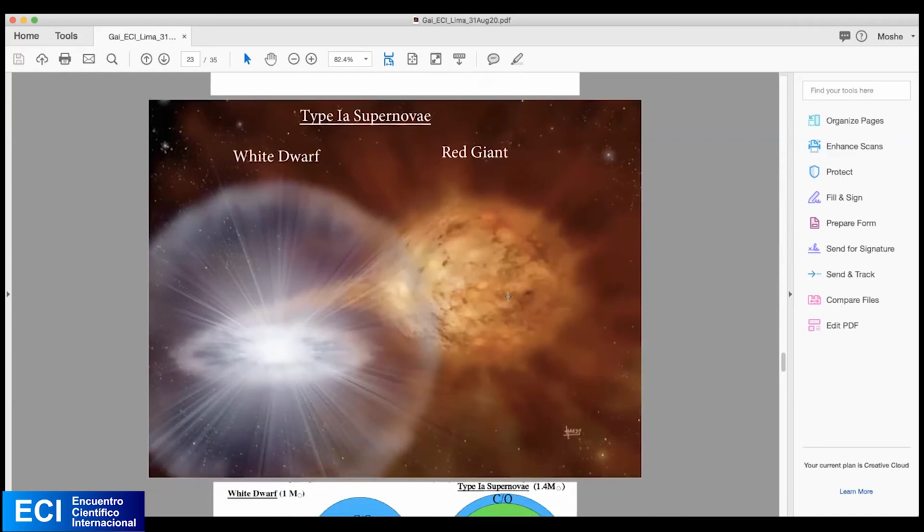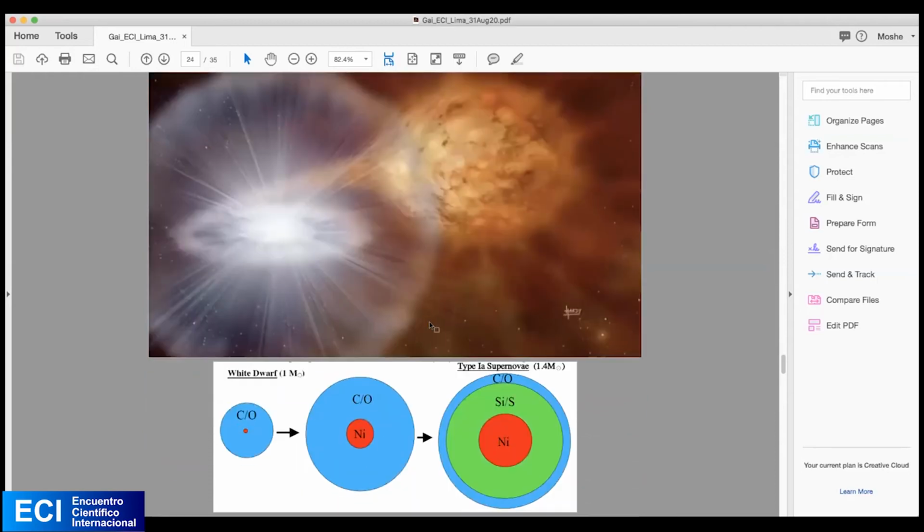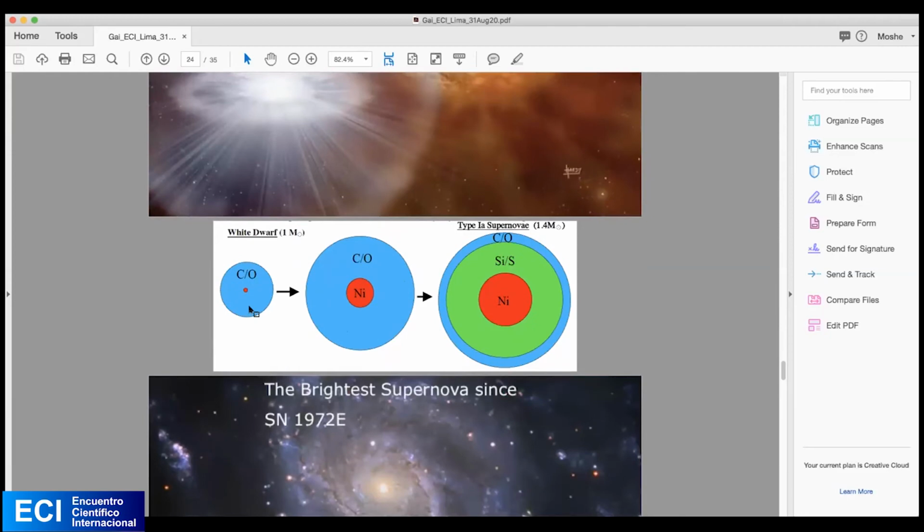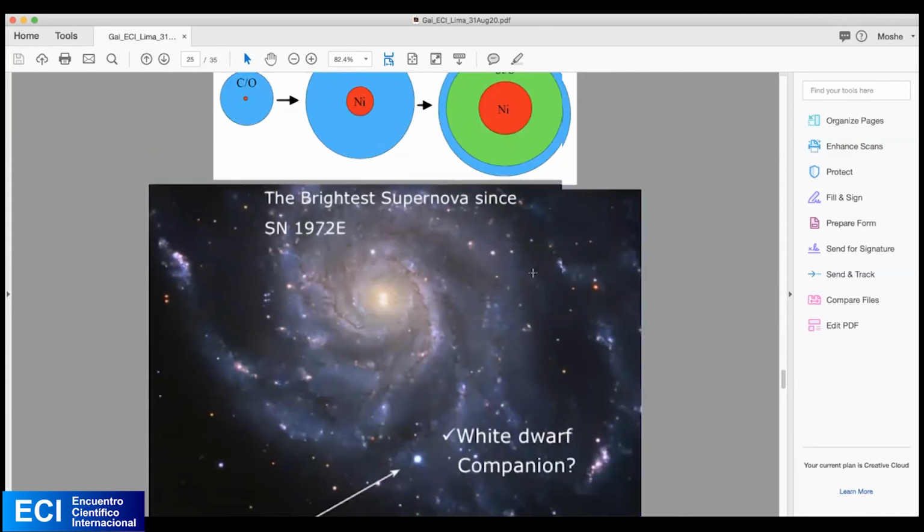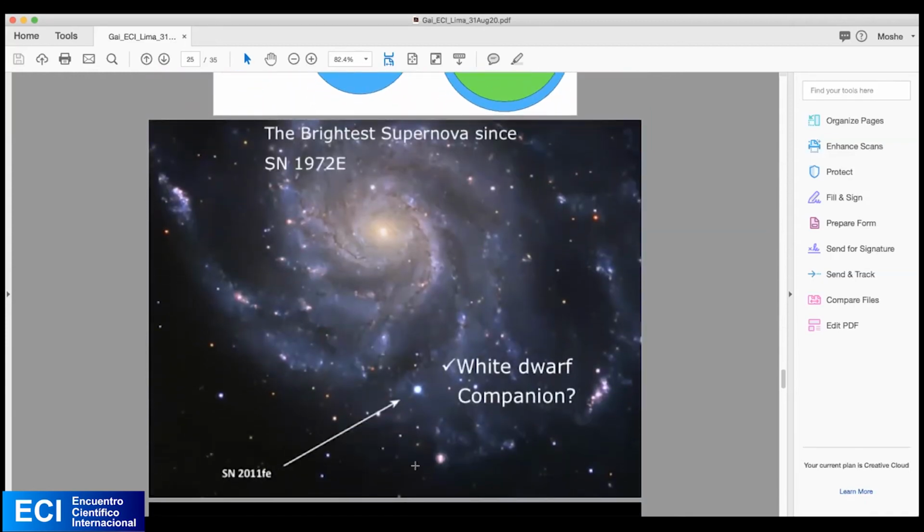So type 1a supernova is a binary system of a dwarf and a red giant. The dwarf steals hydrogen from the red giant. It starts as a carbon-oxygen star. It grows larger and larger and then explodes. Here is an example of a type 1a supernova that was observed in 1972.